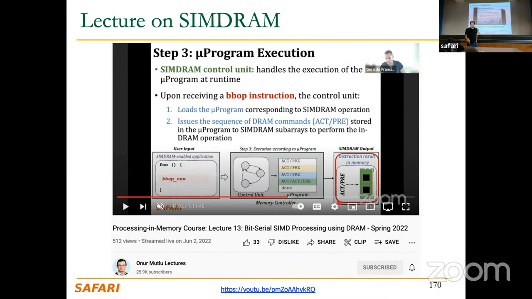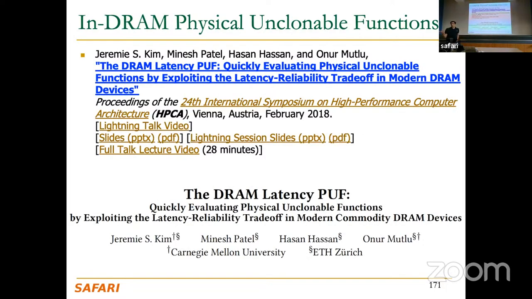So now we know that we can compute in memory. We can learn how to do even more things, like for example, creating random numbers or obtaining physical unclonable functions. That's something that was also proposed a few years ago, and it has many similarities with how RowClone or Ambit operate. In the end, it's just playing with DRAM latencies, playing with the way that we use the analog operation of DRAM.